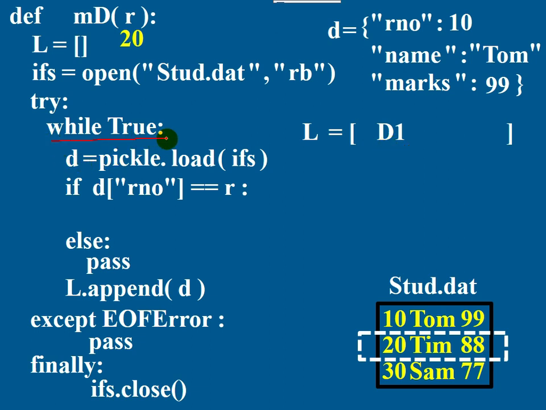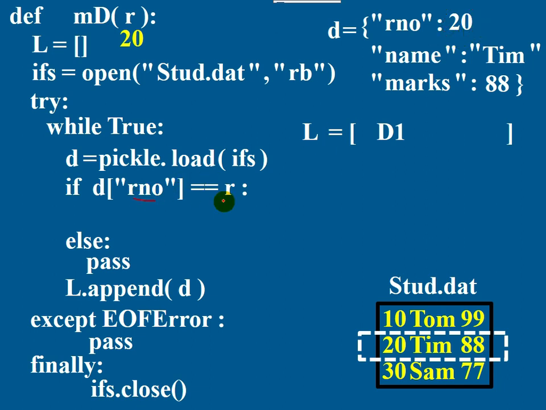Because of the infinite while loop, the second dictionary is retrieved from the file, and now D points to the second dictionary. So here change occurs. Yes, now D points to the second dictionary. Again, D of roll number will give you the roll number present in D, that is 20.